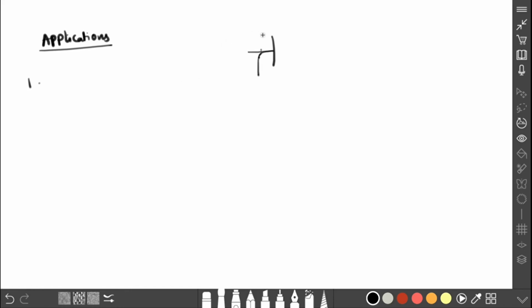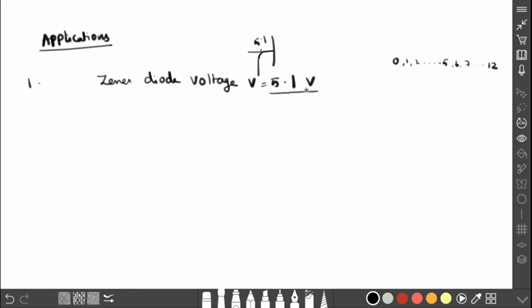For example, the Zener diode voltage we have chosen is 5.1 volt. If you increase the voltage from 0, 1, 2, 3 like that, when it reaches 5.1, the current will increase rapidly. Further, if you increase the voltage, 5, 6, 7 up to 12 also, the Zener diode will maintain the same voltage, 5.1 volt only. Even though the applied voltage is 12, the Zener diode will maintain only 5.1 volt.